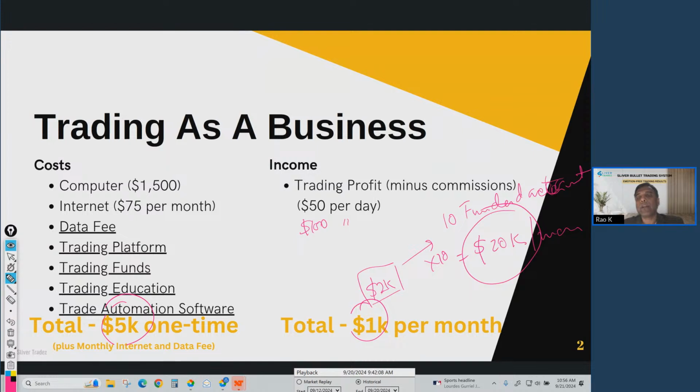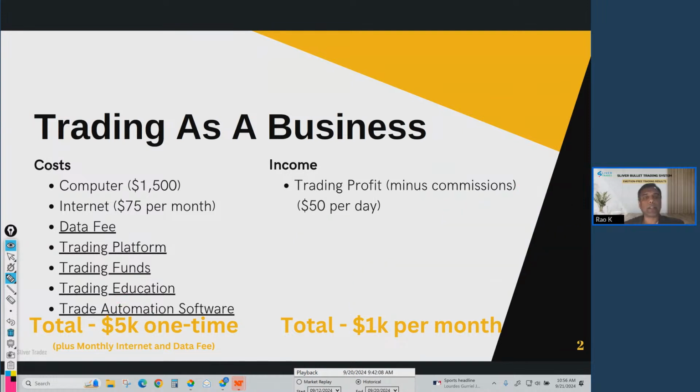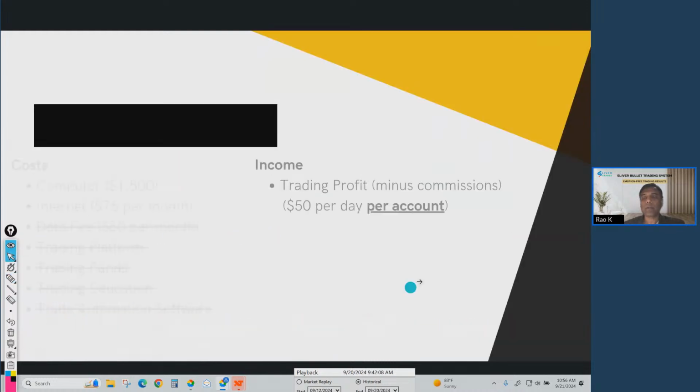For the rest of your life, while your eyesight is good and hands are moving, you can make this just by trading 1 hour per day. This is a possibility, guys. This is a possibility if you do it the right way. Treat it as a business. Worship the market. Don't gamble. Take it seriously. Learn your ropes. It is possible. It is doable. So now, 10 accounts simultaneously.